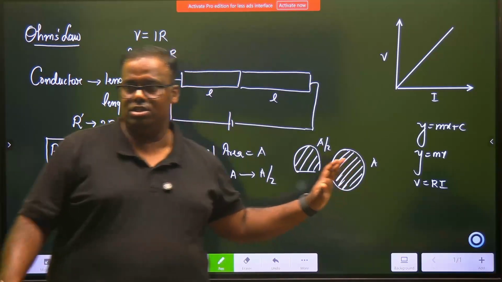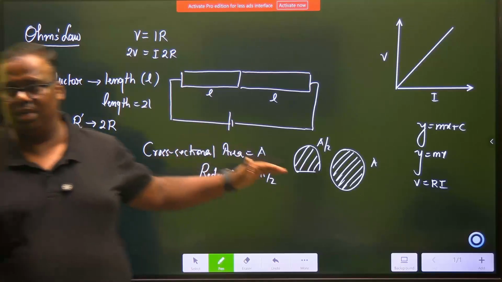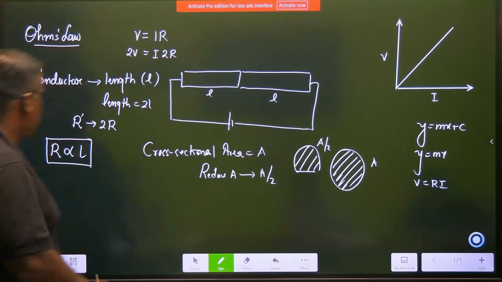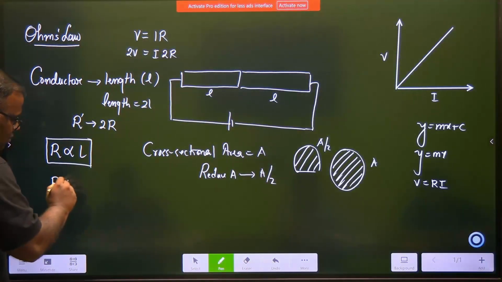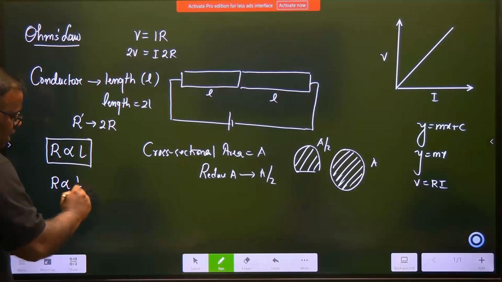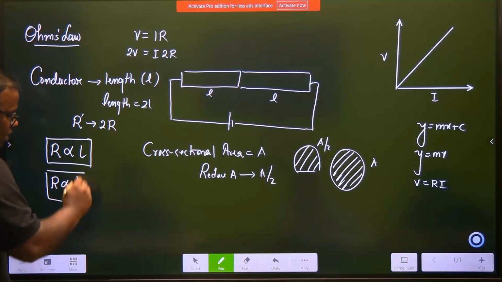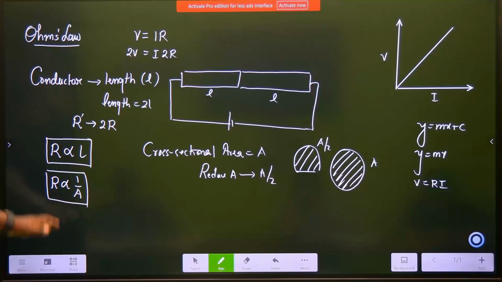If you halve the cross section, then the number of charges also gets halved. So from here we get our ratio: resistance is inversely proportional to area. These are two findings. Okay, children, today onwards, whatever I'm doing in square brackets, keep writing them.